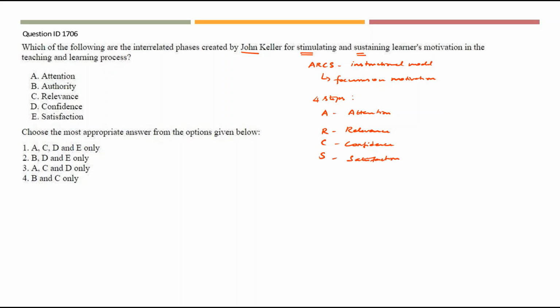What are the interrelated phases? So attention is there, relevance is there, confidence is there, satisfaction is there. A, C, D, E. Option number 1 will be the right answer. B option is not included.